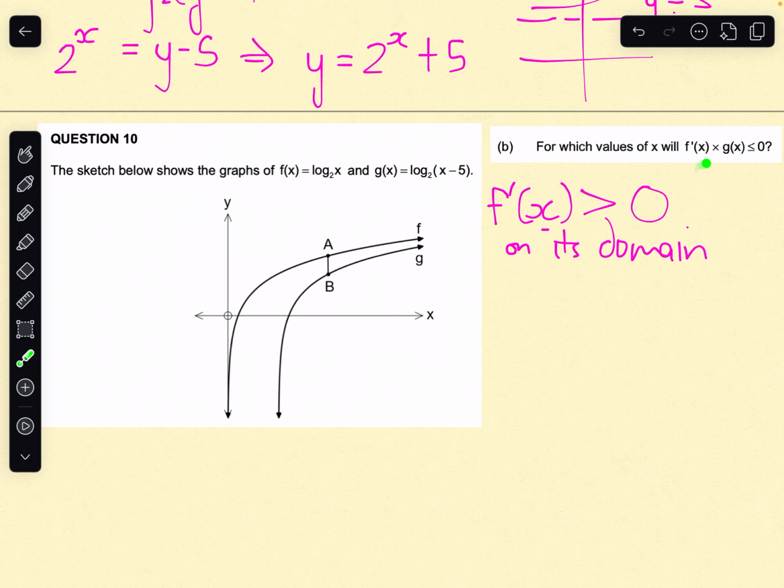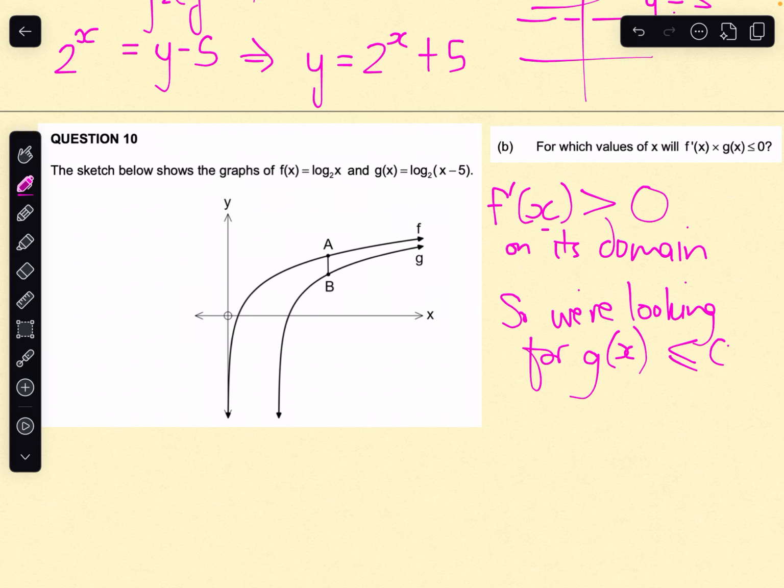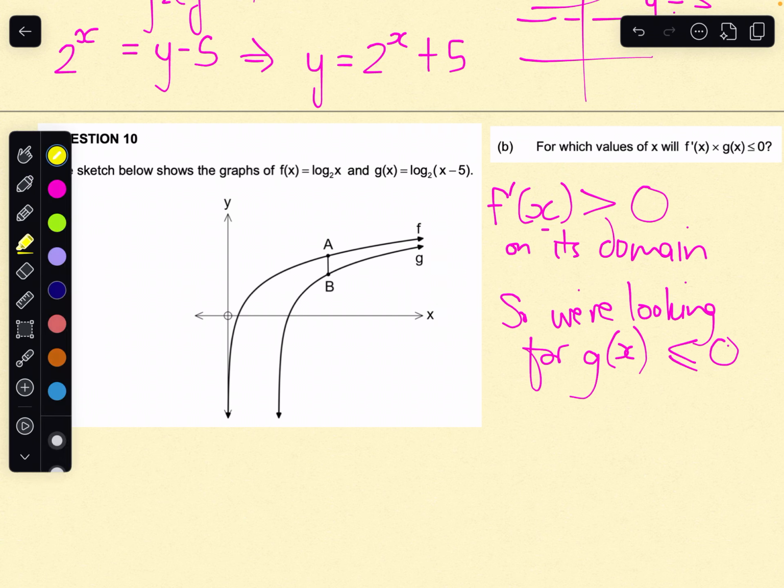So the only way that this product can be smaller than or equal to 0, i.e. negative, is if g of x is negative. So we're looking for g of x smaller than or equal to 0, right? And so which part of the curve is that? That would be this part of the curve, right? This is where the function is outputting negative values.